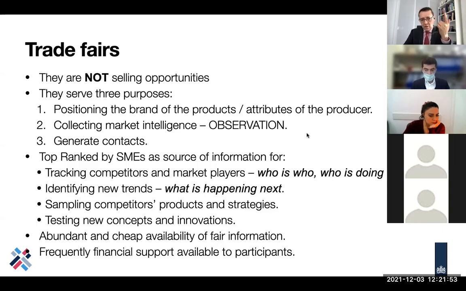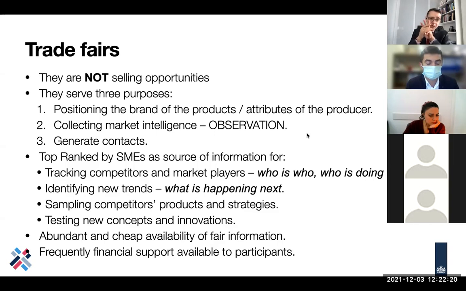And you go to Biofach not once, not twice, you go there every single year. And you showcase the same level of professionalism and seriousness, because that is what buyers will be looking for. What buyers are doing is observation. They're looking around. So you want to be seen, right? So these are the two major functions of a trade fair.